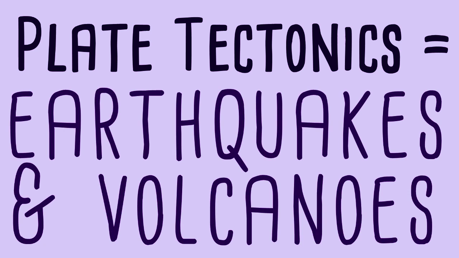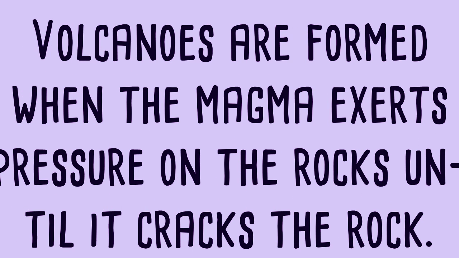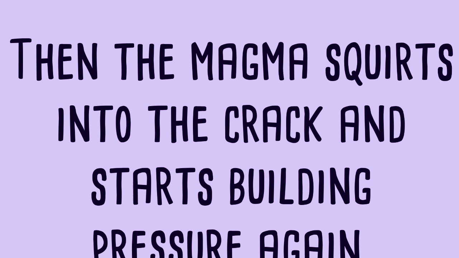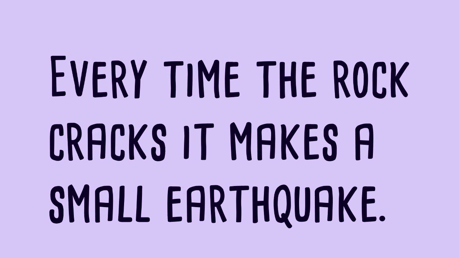As said earlier, earthquakes and volcanoes are the results of plate tectonics. Volcanoes are formed when the magma exerts pressure on the rocks until it cracks the rock. Then the magma squirts into the crack and starts building pressure again. Every time the rock cracks, it makes a small earthquake.